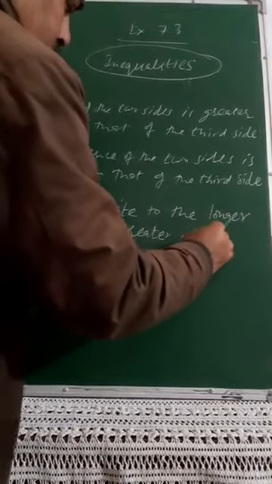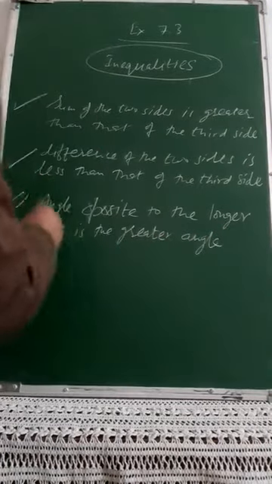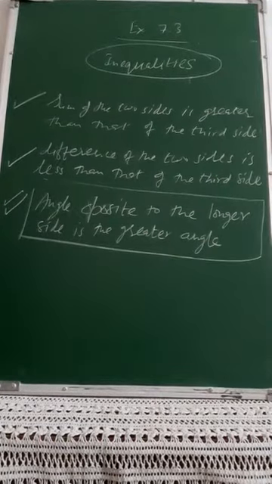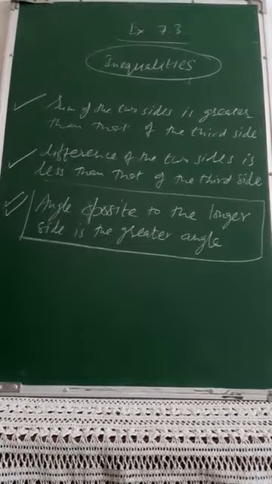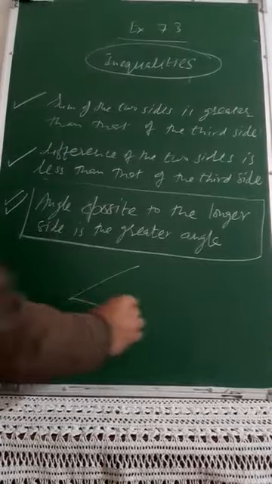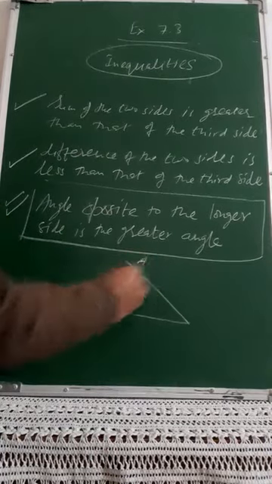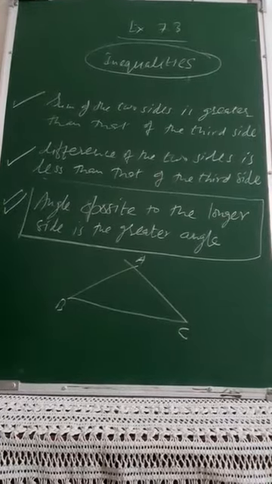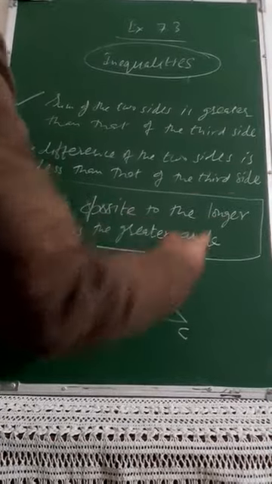This is very important. Most of the questions are based upon this, and its converse. Angle opposite to the longer side is the greater angle. Suppose I am talking about any triangle here, ABC. So what does it mean? The angle opposite to the longer side.